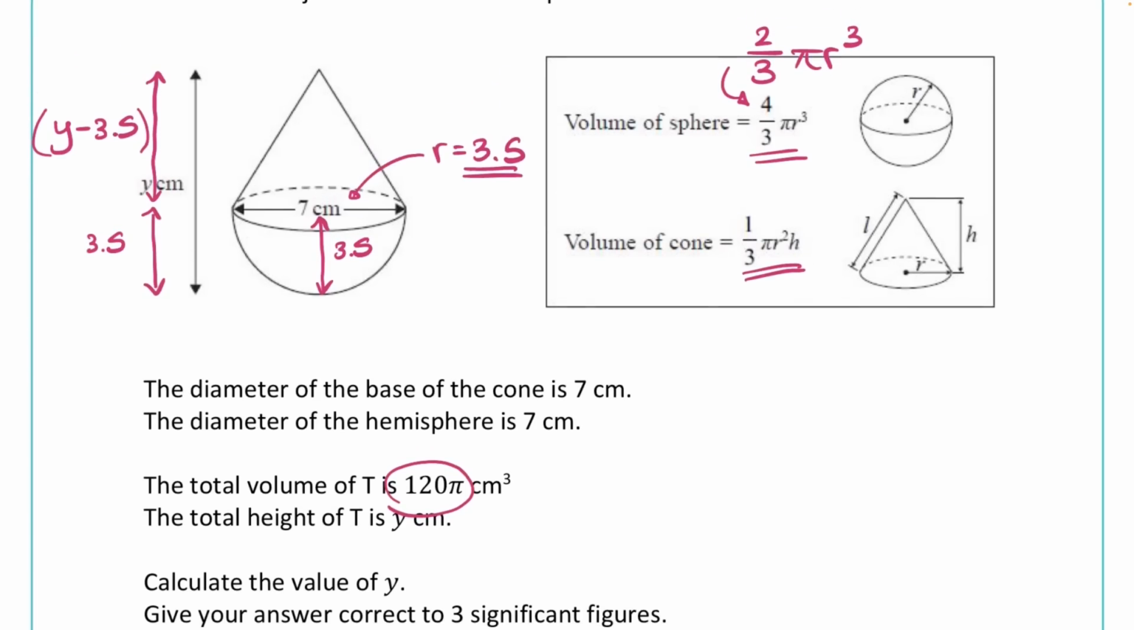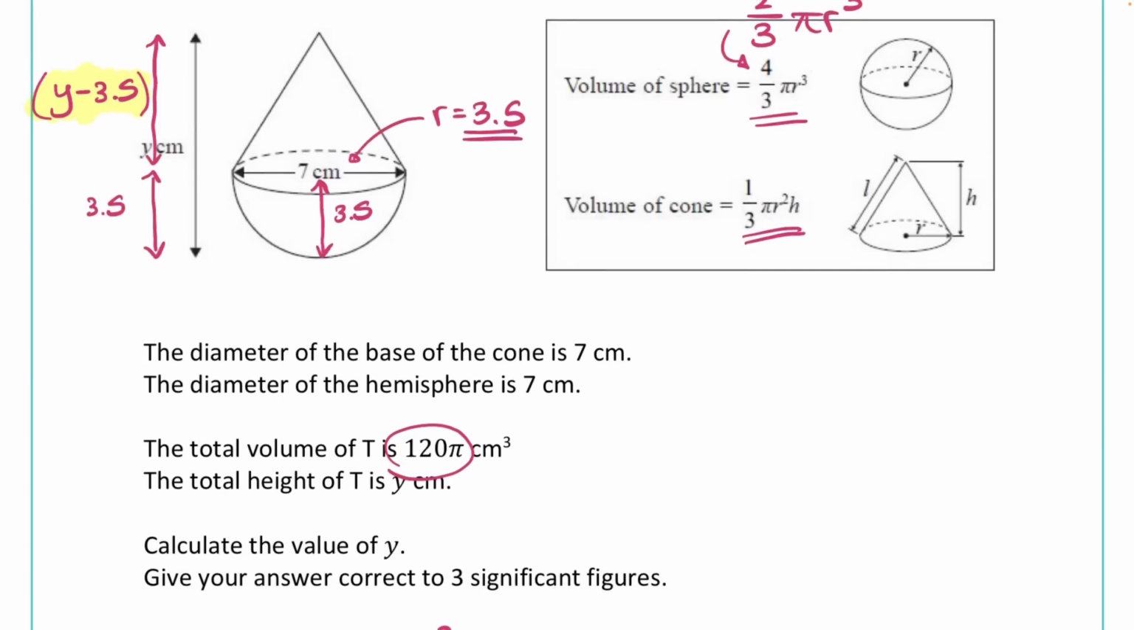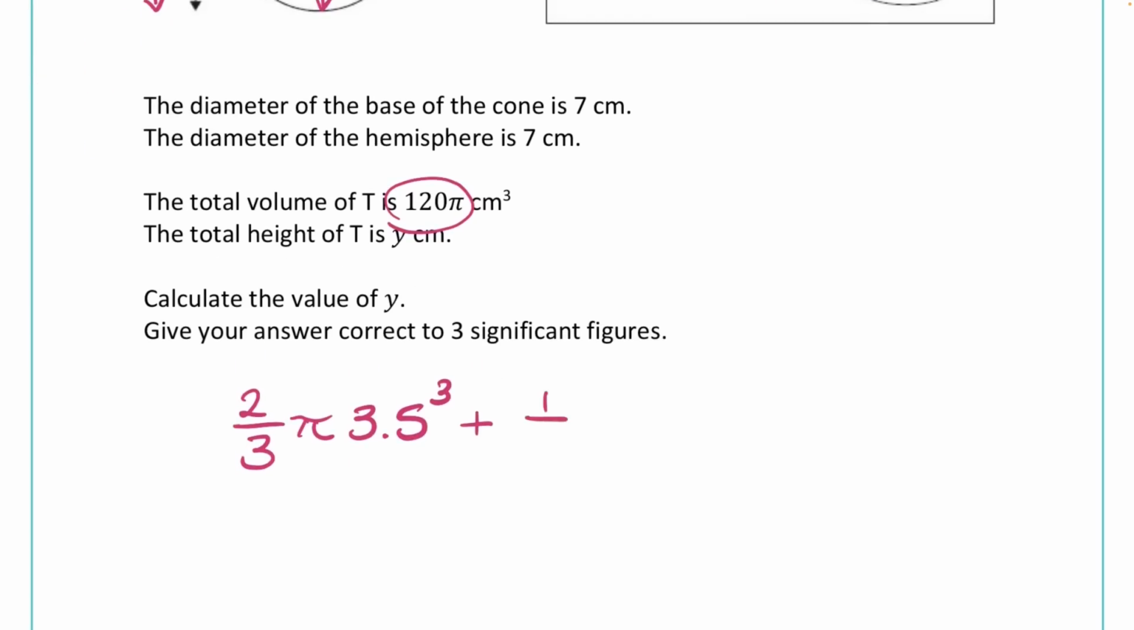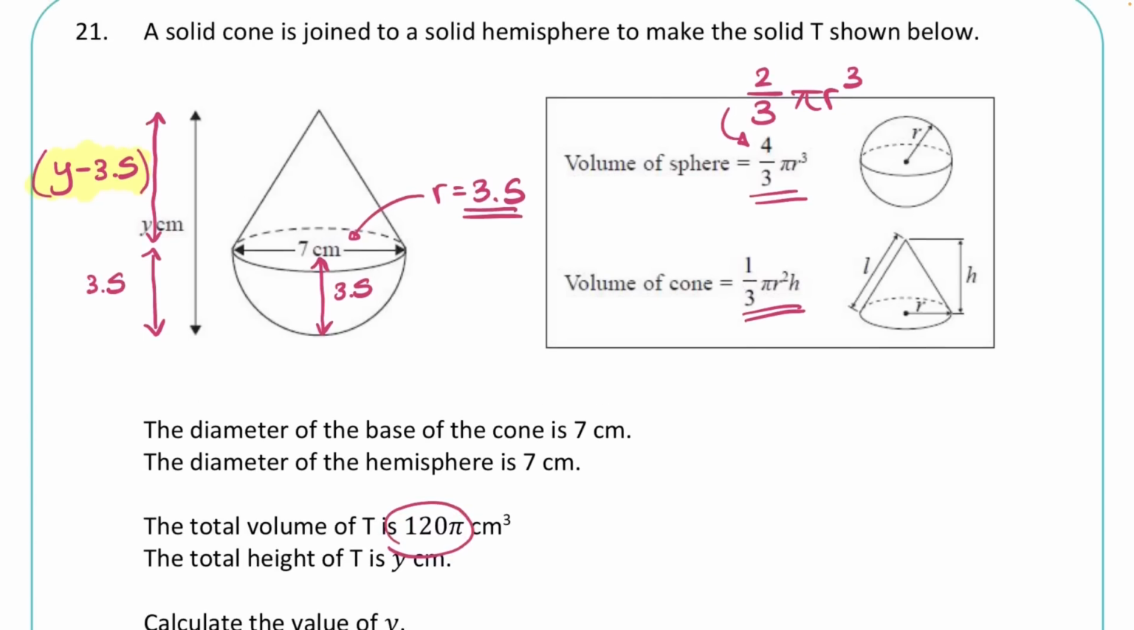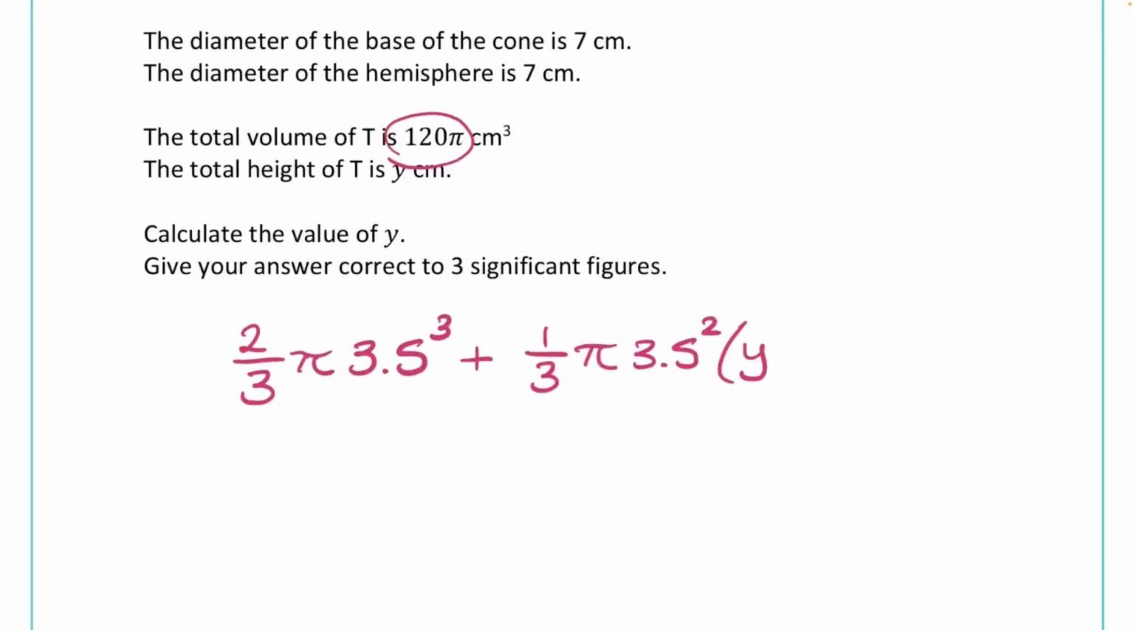So that's 1/3 pi r squared h, and we don't have the height. In fact, well, we do, but we've written the height as an expression, y minus 3.5. So we'll use that expression down here. So plus 1/3 pi r squared times the height, so 1/3 pi 3.5 squared times the height, which is y minus 3.5, this expression that we are using for the height. Keep that bit in brackets, y minus 3.5. And that's equal to 120 pi.